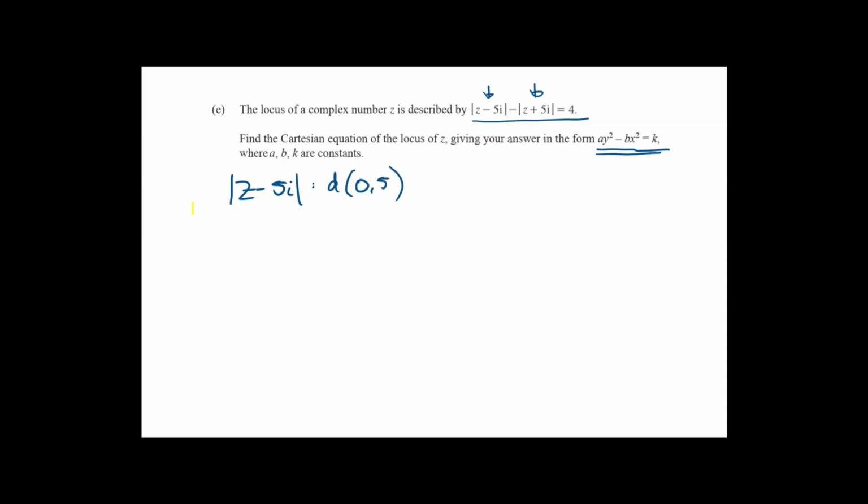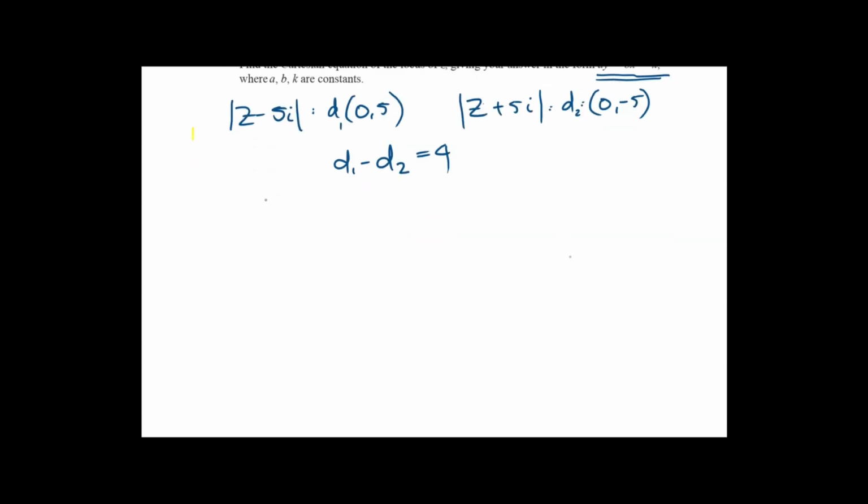For this second one, we said plus 5i. The focus of that would be the other way around, so it would be 0, minus 5. D1 minus D2 is going to equal 4. There's a quick-fire way of doing it using Pythagoras' theorem, but I'm going to use complex algebra to solve it, just to go through the machinations of it. Okay, let's do this first one first.